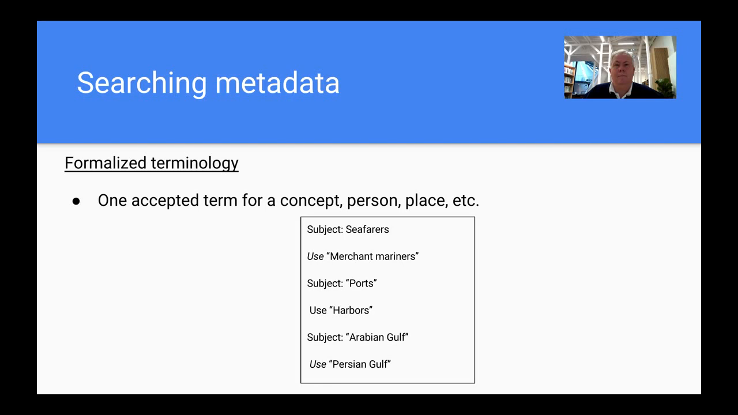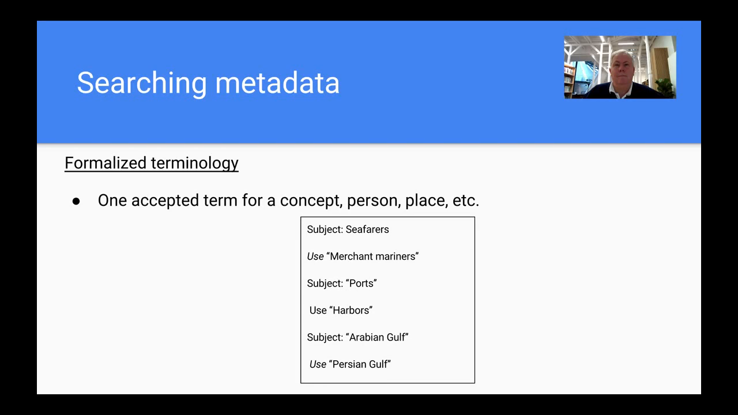Now you can search for seafarers, just don't put it in the subject field, or the same with ports or Arabian Gulf. Those words may well appear in the full text, and that's the whole concept of this. So if you type merchant mariners, you're going to get documents that refer to seafarers in the text. You type harbors, you're going to get documents about ports. It's just that we can only use one term.